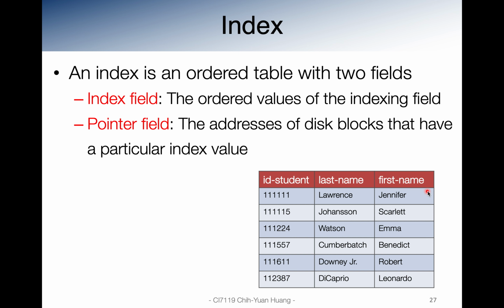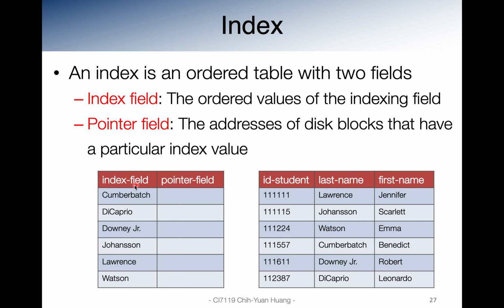So for example, if we know that we want to improve the query performance when people query the last name, then in this case we can choose to build an index on this last name, and the last name will be used for the index field. So the index that you are going to build is as the left-hand side table shows. The index field is the last name field in the raw data table.